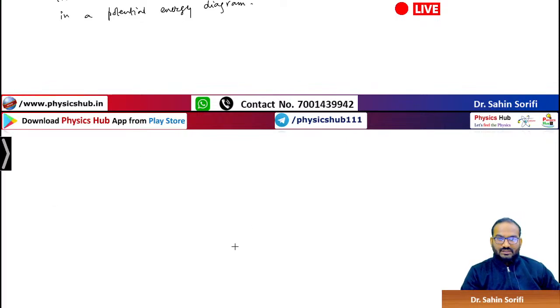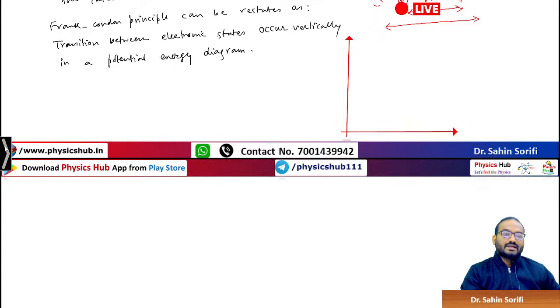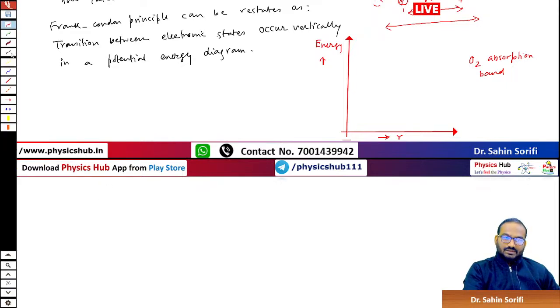We are considering a potential energy diagram. So in the potential energy diagram, what remains along the y-axis? You know it very well, that is energy. And along this we have the internuclear separation R. This particular case we are considering is the absorption spectrum of O2, oxygen absorption band. One question came based on this, that is why we are turning that question into a theory.